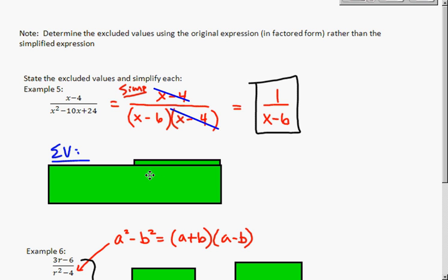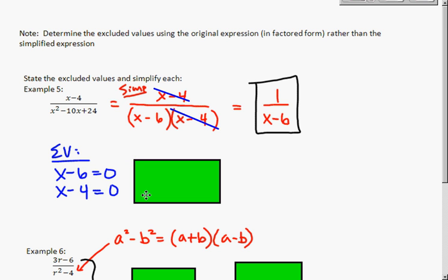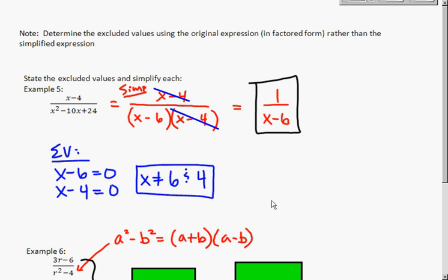To solve for the excluded values, it's easiest if you use the factored form. Use your factored form, set both binomials equal to 0, and then solve for x in both. When you solve, you'd find that your excluded values would be 6 and 4. If you were to plug in 6 for x here and work through it, you would find that it would give you 0. And remember, we do not want a denominator of 0. You cannot divide by 0.